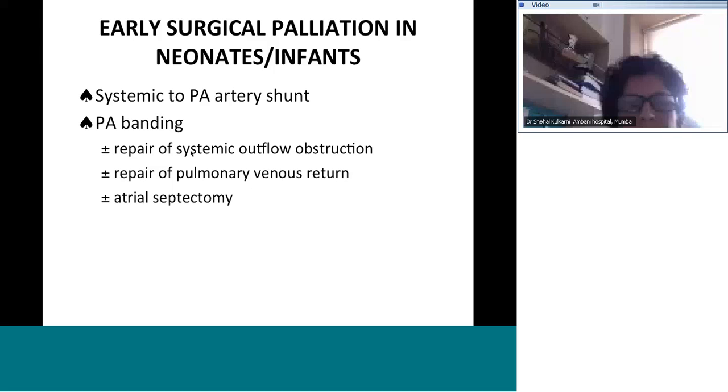So in early neonatal life, you have to do a systemic to pulmonary artery shunt if they are very cyanosed or have pulmonary atresia.